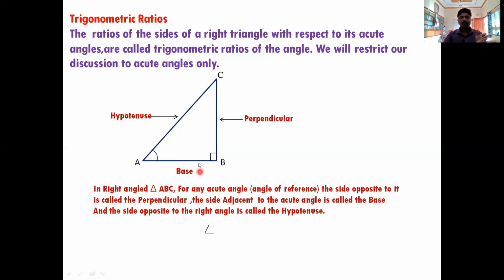The side opposite to the right angle is AC. For every right angle triangle, the side opposite to the right angle is the hypotenuse. Writing that again: angle of reference is angle A, then perpendicular is side BC, base is side AB and hypotenuse is side AC. Next we will move on.